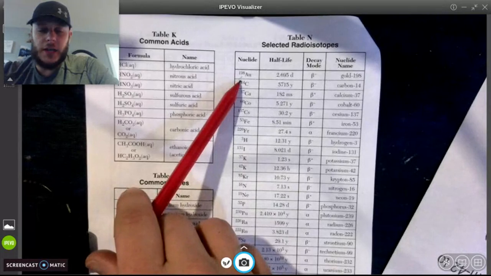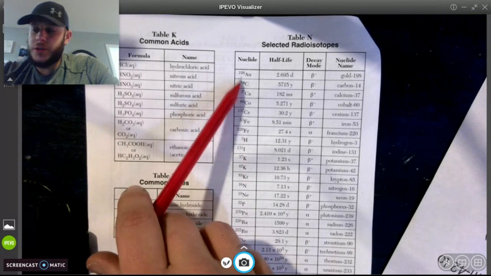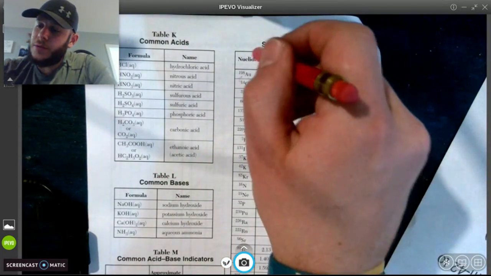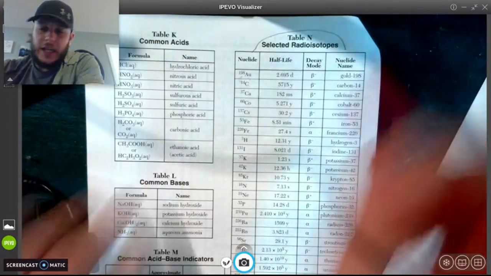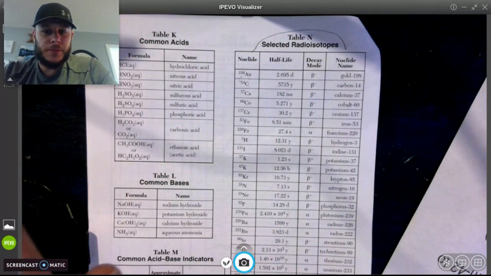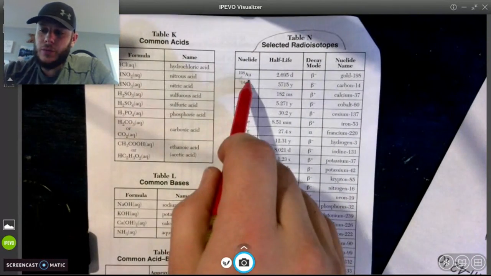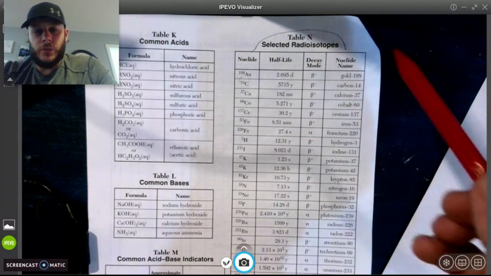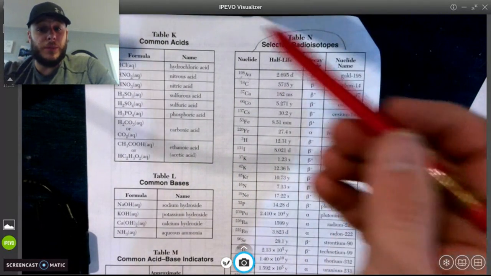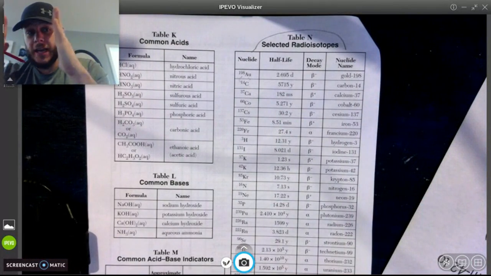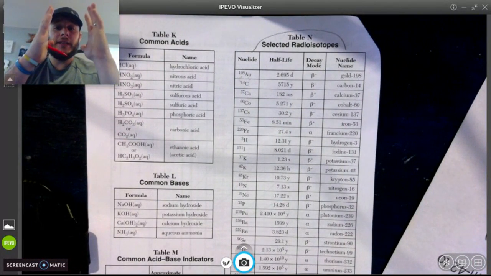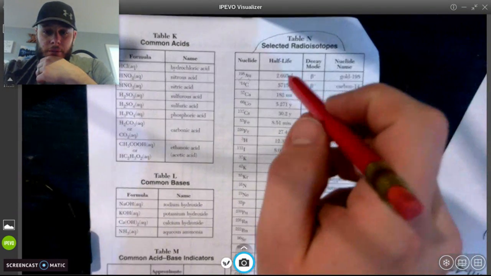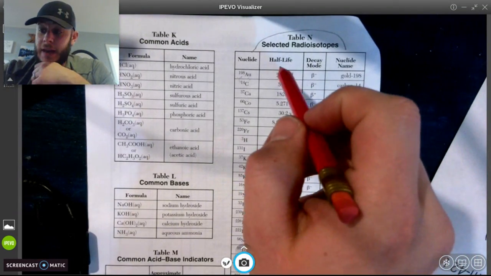We've got the nuclide, which gives me the symbol and the mass. These two columns, nuclide and nuclide name, mean the exact same thing. So Au with a mass of 198 can be called gold-198. What's nice is they give you two representations of the same thing, bookending the table.